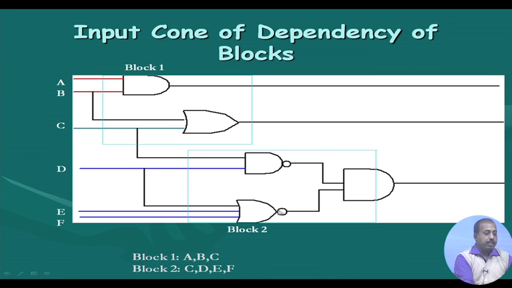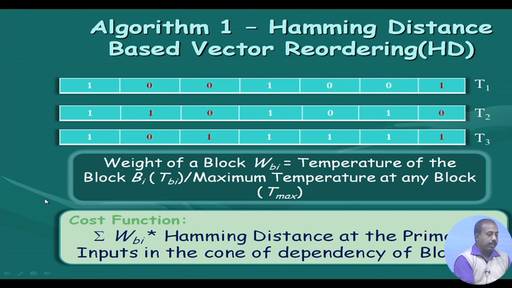So, the cone of dependency, as we were saying: if this is block 1, then the cone of dependency has inputs A, B and C. Similarly, if this is block 2, then the cone of influence has the inputs D, E and F. Now, the Hamming distance based approach.